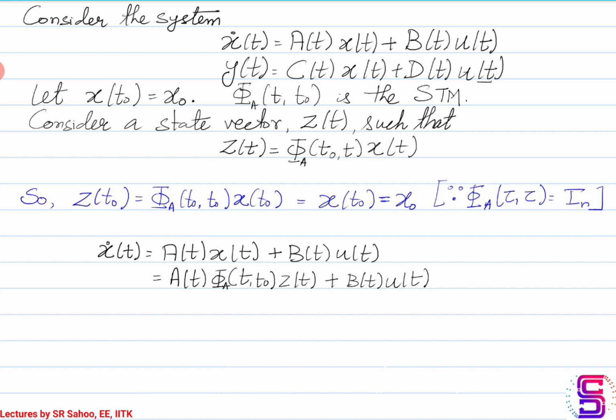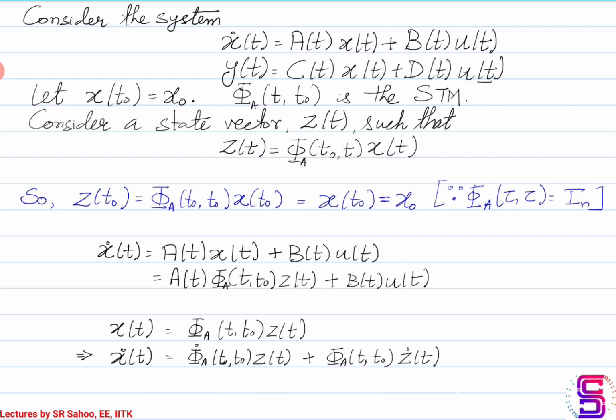So x dot is what we have as Ax plus Bu, but x is related to z from the relationship that you are seeing above. So I'll substitute x in terms of z, and we have this particular equation. Also, from the relationship that we have assumed between the state vector z and the state vector x, this is what we have. So we'll take a derivative of both sides with respect to t, and we get this.